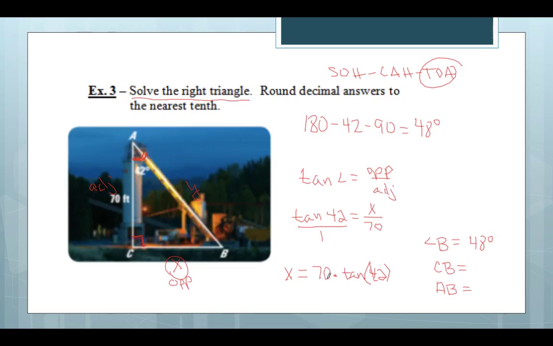So I put that coefficient in front. Now since X is already by itself, I just put this into my calculator. I'm not using tan inverse because I know the angle measure. I'm finding an unknown side length. So I'm just using the tan.